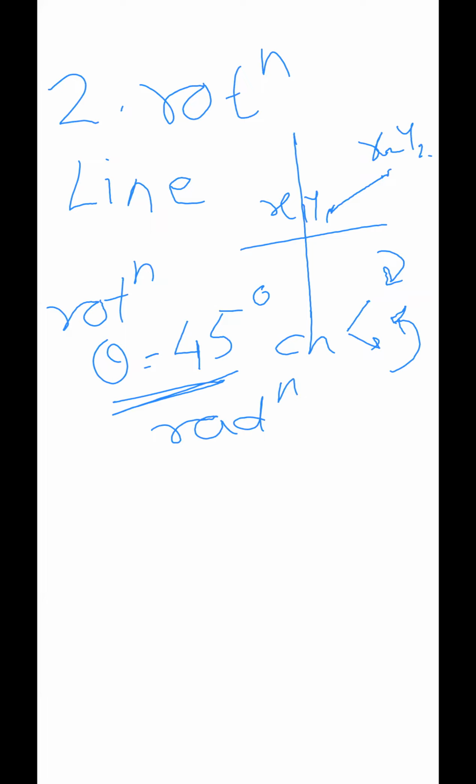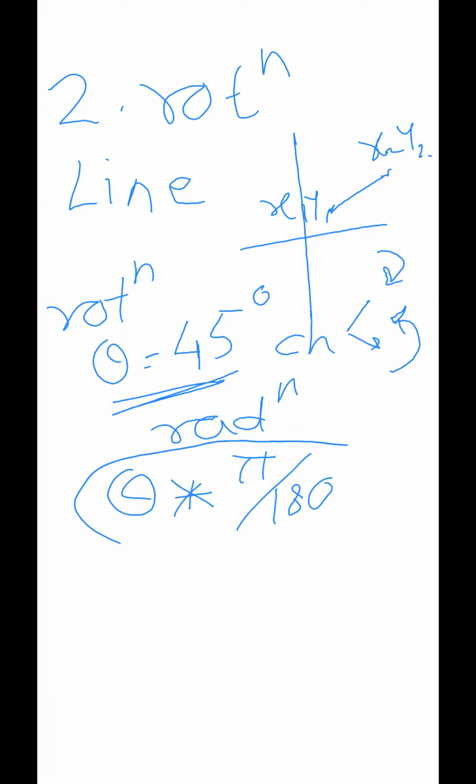So the angle is converted from degree to radian. For that, what is the formula? You have to multiply that angle with pi by 180. So for 45 degrees, you get 45 into pi by 180, and then you will get it in radians. So that is the formula we need to use over here.